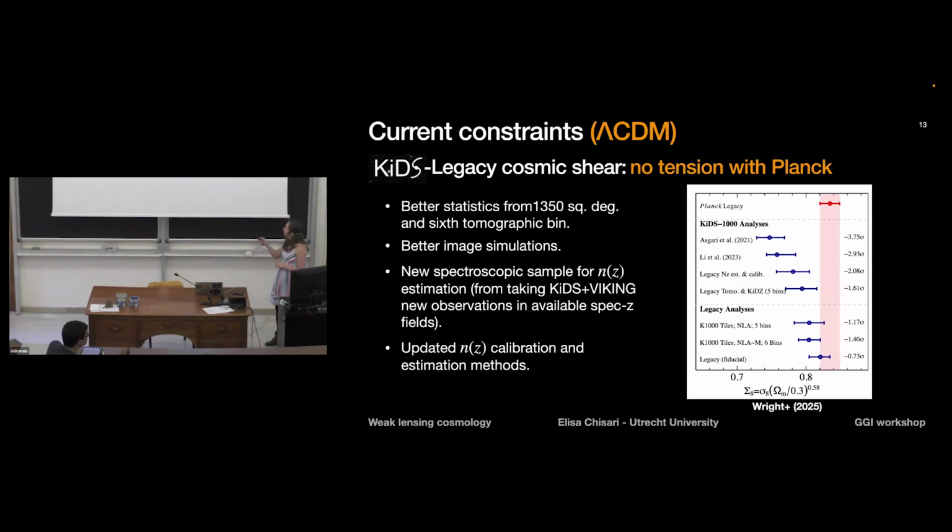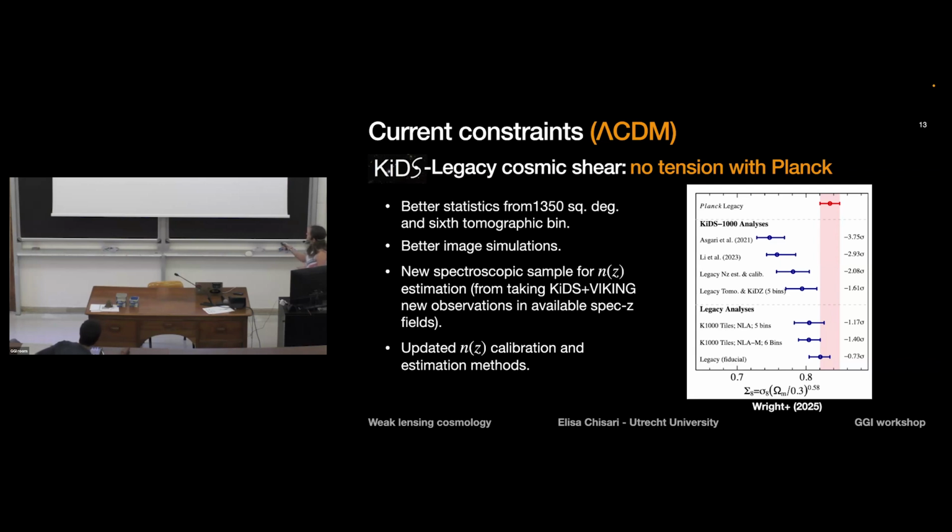Okay, so the last release of the KiDS cosmic shear analysis is KiDS-Legacy. This is the final one. There's no more cosmic shear after this. There will be 3x2 points, but cosmic shear, this is it. Okay, takeaway, no tension with Planck. Okay, there's no tension with Planck whatsoever.